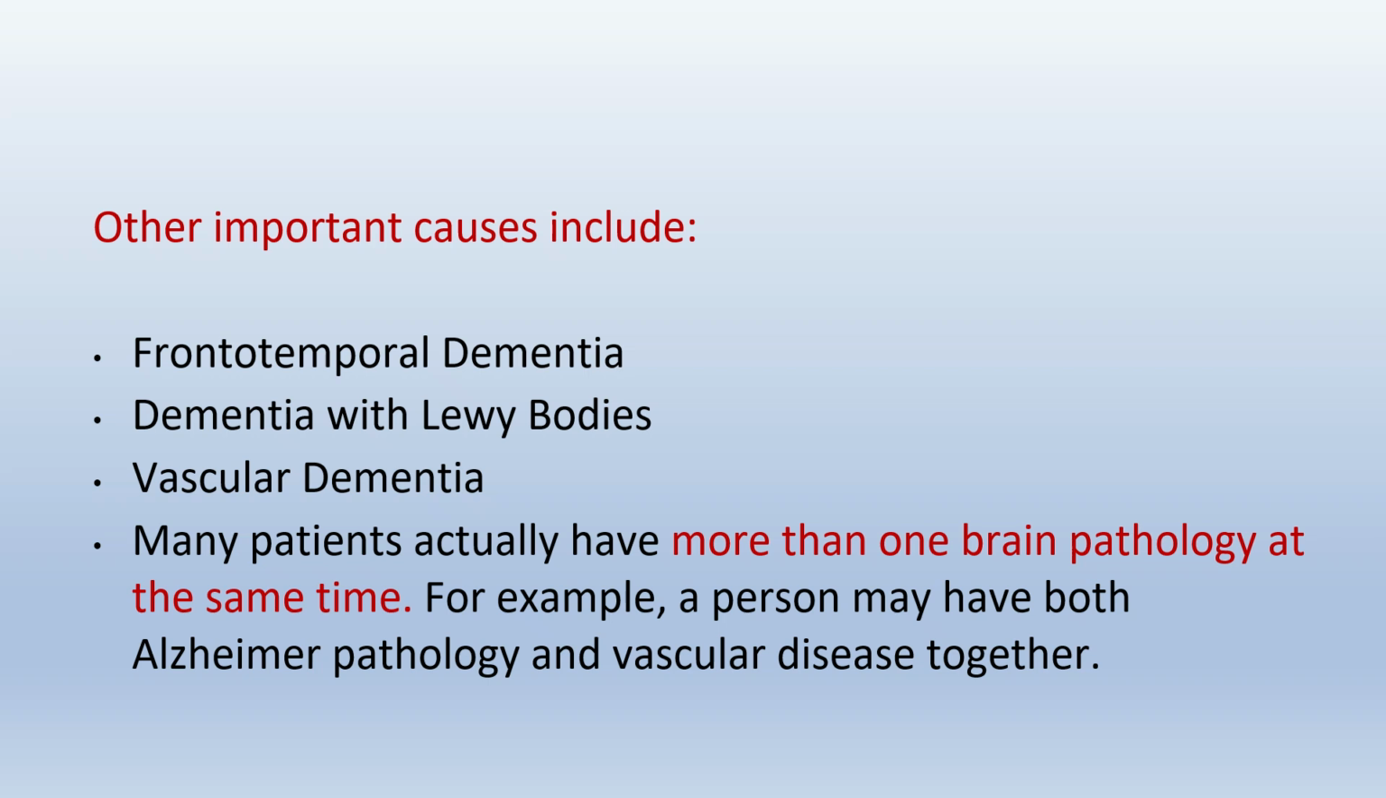Other important causes include frontotemporal dementia, dementia with Lewy bodies, vascular dementia. Many patients actually have more than one brain pathology at the same time. For example, a person may have both Alzheimer pathology and vascular disease together.